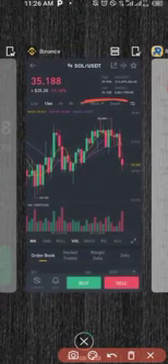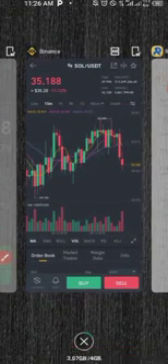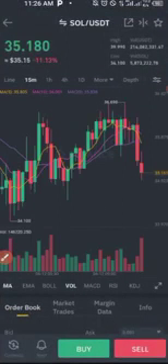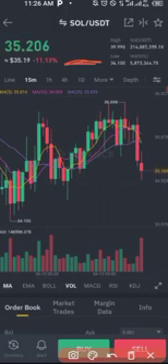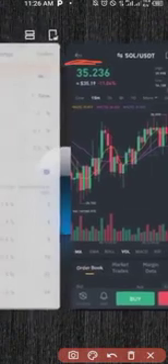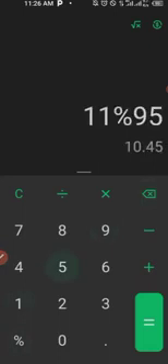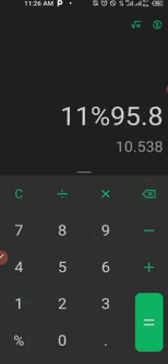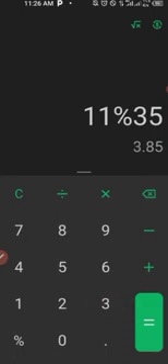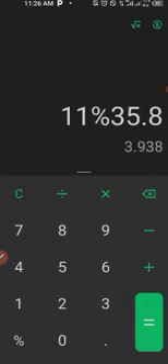Let us come back. Now, let us imagine. Let's just look at this place. Within the last 24 hours, Solana has fallen by 11.19% on average. So let us now look at this present price. Let us see how much. So let us look at 11% of $35. Let's go back to our calculator. 11% of $35.8. That is about $3.9. An average of $4 is what it has dropped.